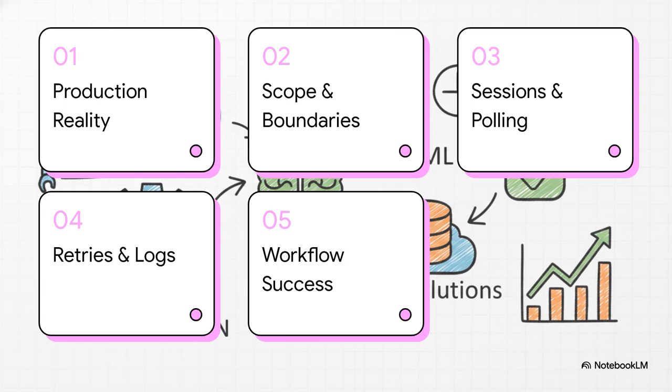Here's our roadmap for today. Number 1, the production reality check. 2, defining your scope and boundaries. 3, managing sessions and polling. 4, controlling those retries and logs. And finally, number 5, measuring true workflow success.